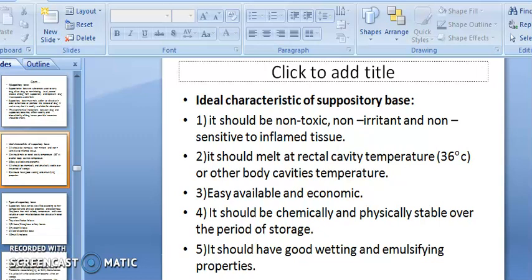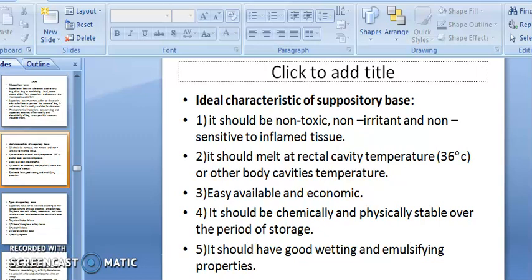It should melt at rectal cavity temperature, 36 degrees Celsius, or other body cavity temperature. It should melt at body temperature, that is nothing but 36 degrees Celsius to 37 degrees Celsius. Easily available and economical. The base you choose must be economical as well as easily available for the preparation of your suppository.